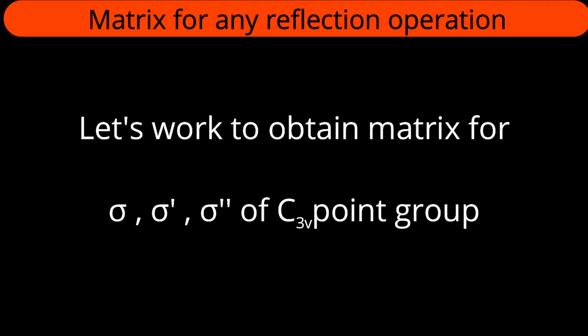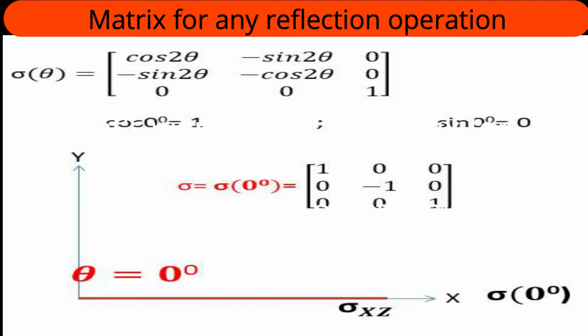Let us obtain the matrices for all vertical planes present in the C3V point group, say the ammonia molecule. Here, one of the planes, say the first plane, let me consider it as the sigma xz plane. The matrix for the plane which makes angle theta with the xz plane we have just derived. What is the equation for that matrix? Sigma theta is equal to cos 2 theta, minus sin 2 theta, 0; sin 2 theta, cos 2 theta, 0; 0, 0, 1.